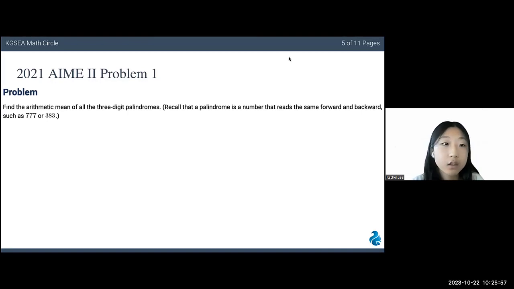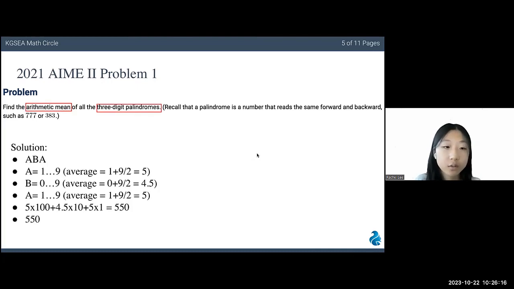The next question, and the last question on this palindrome theme, is the 2021 AMC 10 problem 1, and it reads, find the arithmetic mean of all of the 3-digit palindromes. I'll also be just going over the solution for this one.